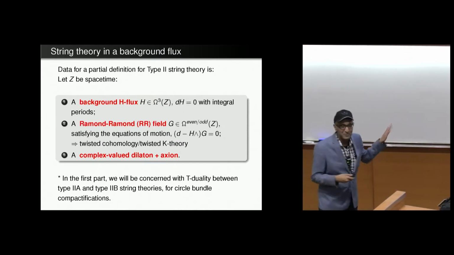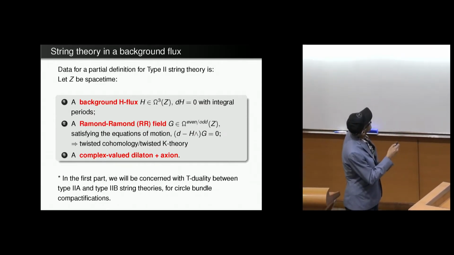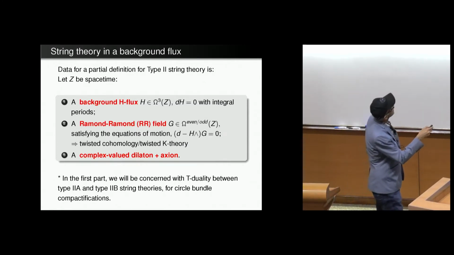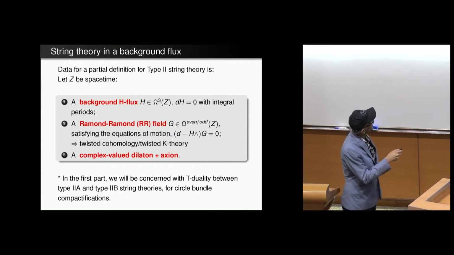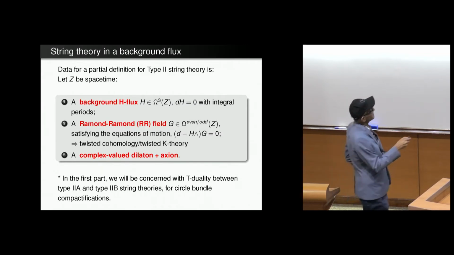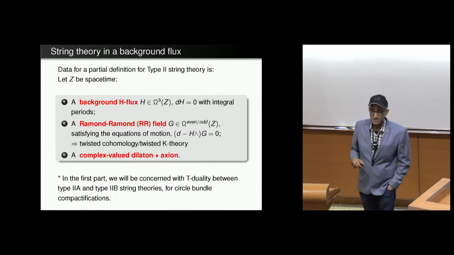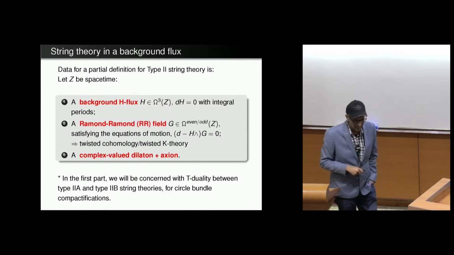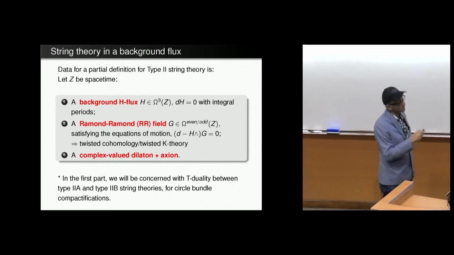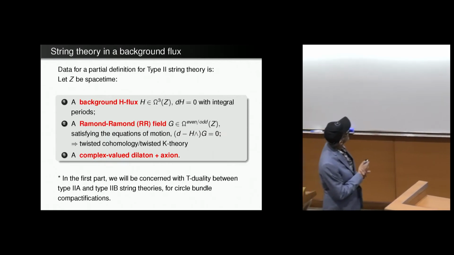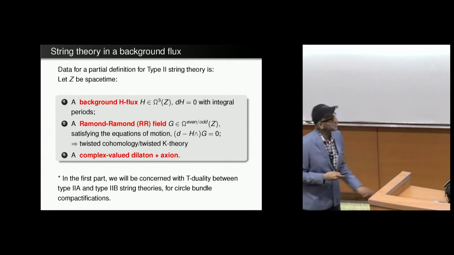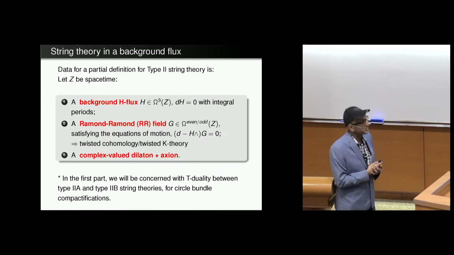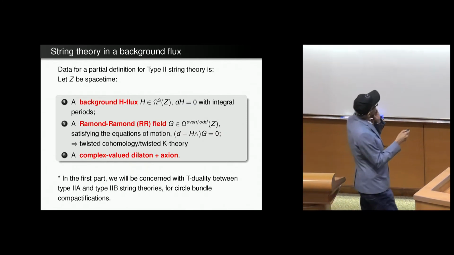a very simplistic point of view of, say, type 2 string theory. You have a background flux, which is a three-form flux, which is closed and has integral periods. The Ramond fields you can take to be even or odd forms on Z, satisfying these equations of motion. So d minus H wedge turns out to be a differential because its square is 0 since H is closed. But it's a differential on the even or odd graded complex because you lose the Z grading when you do that. So you get twisted cohomology, and a refinement gives you twisted K-theory, although I'm not going to talk about twisted K-theory in my talk today. I just want to keep it as concrete as possible. And the last thing is the complex-valued dilaton and axion. Actually, I won't talk much about this.